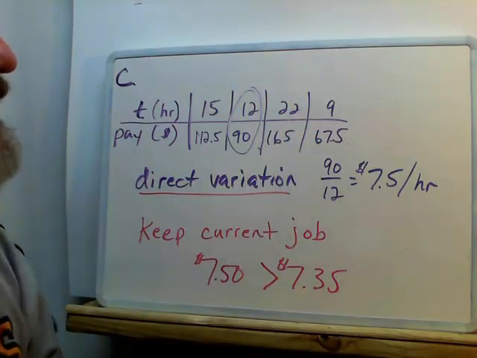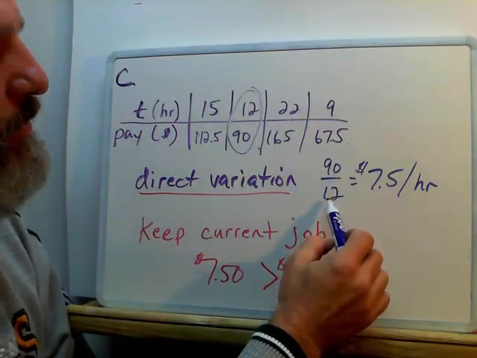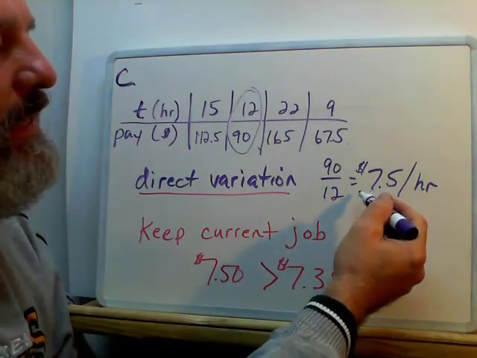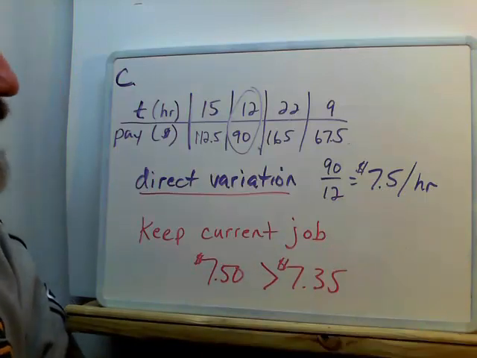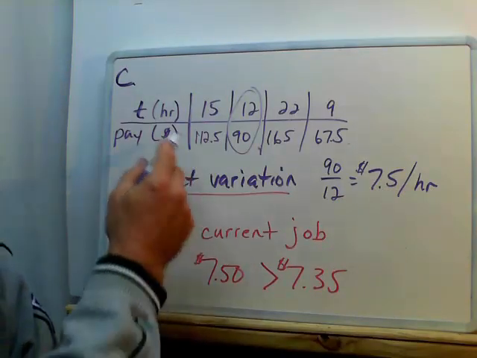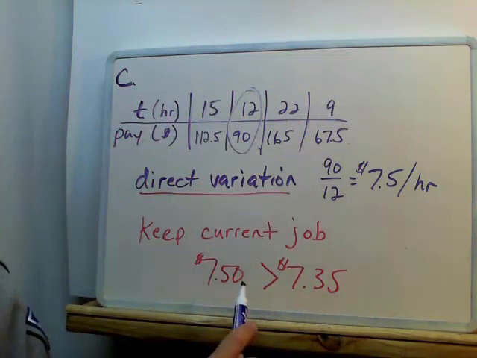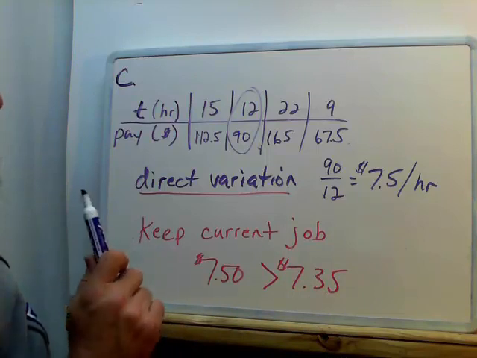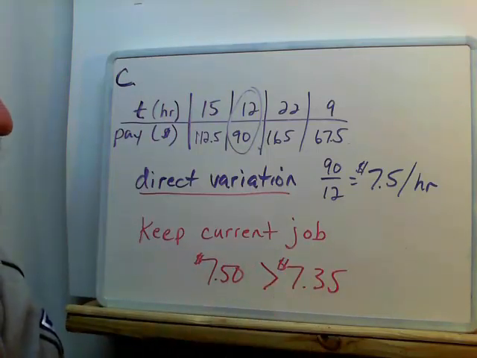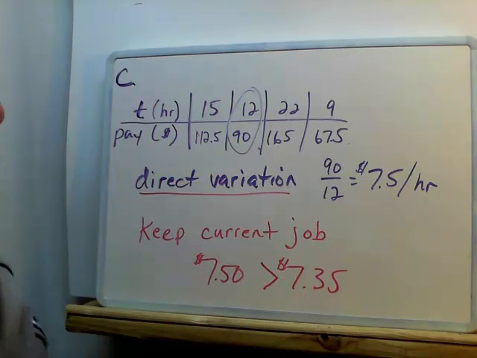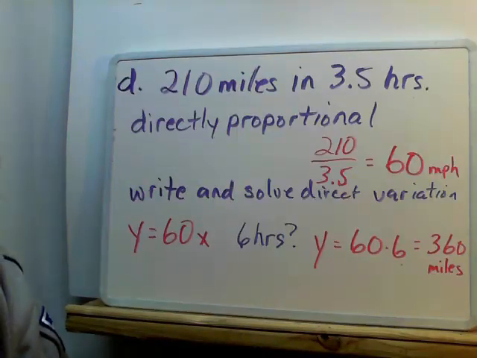I chose this one. So 90 divided by 12 is 7.5, so it's $7.50 per hour. So the question was, if this is what he currently makes at his current job, should he take a job making $7.35 per hour? We would of course say, no, keep your current job, because $7.50 per hour is better than $7.35 per hour.